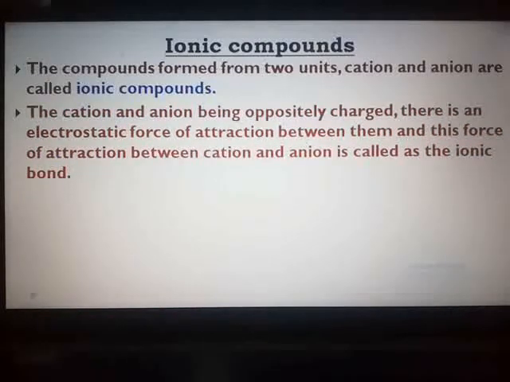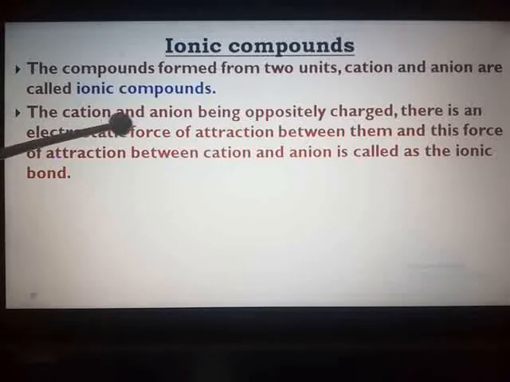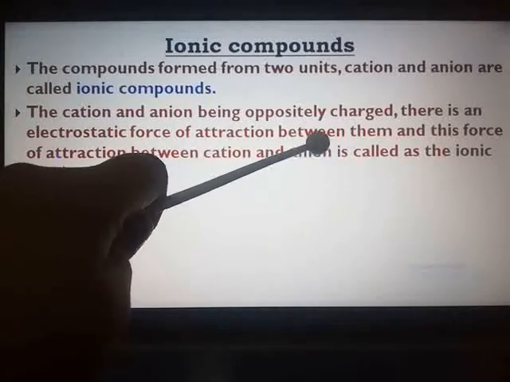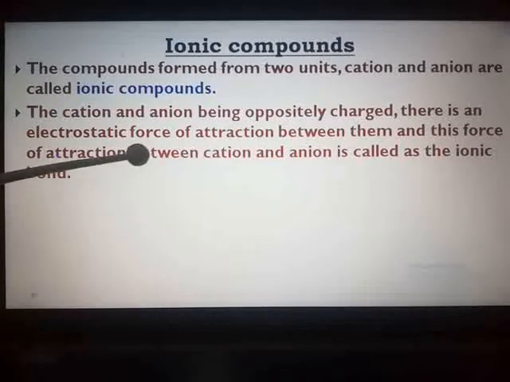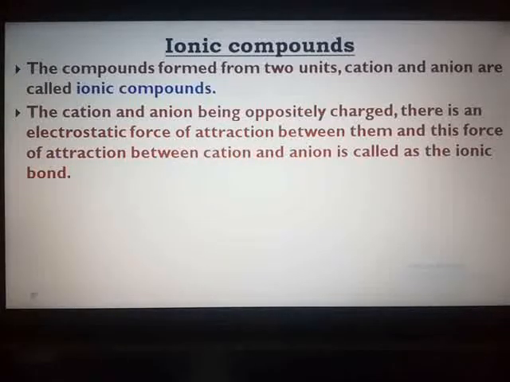Now, the cation and anion, one is positively charged, one is negatively charged. Both are oppositely charged, and hence there is an electrostatic force of attraction between them, and this force of attraction between the cation and anion is called an ionic bond. I hope you have understood what are ionic compounds and what is an ionic bond. In the previous standards also you have studied about this.